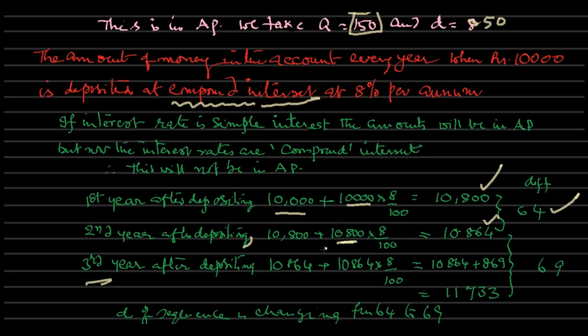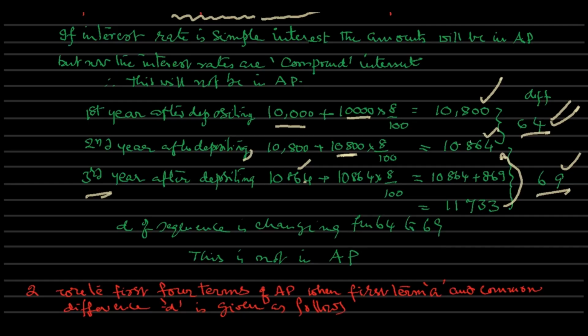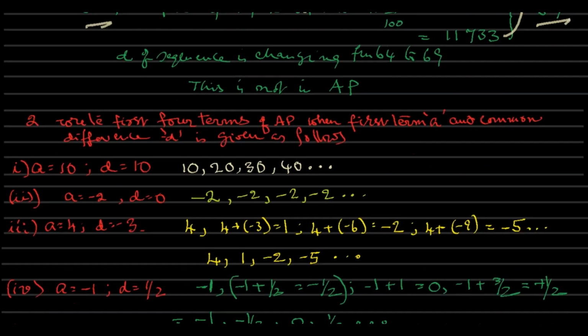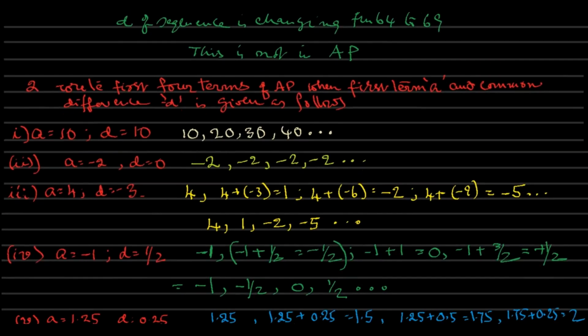Now, third year, you should take this as the principal amount. 10,864 plus 10,864 times 8 by 100. That is 869. So 11,733. What is the difference between this and this? 69. The difference is changing. See, here it is 64, here it is 69. This is not in AP. So there is no first term, there is no common difference.